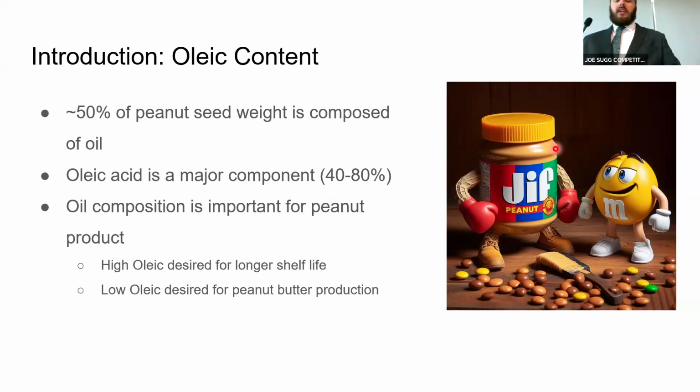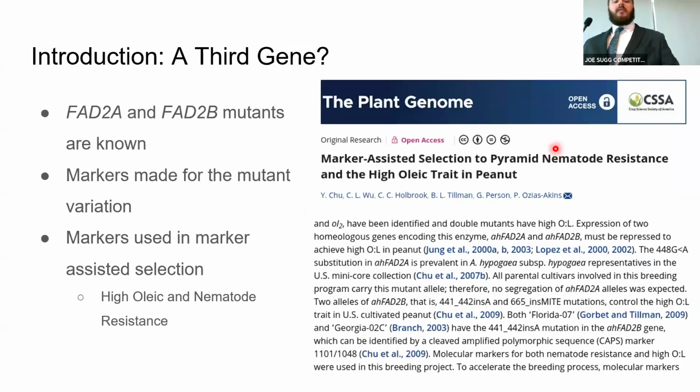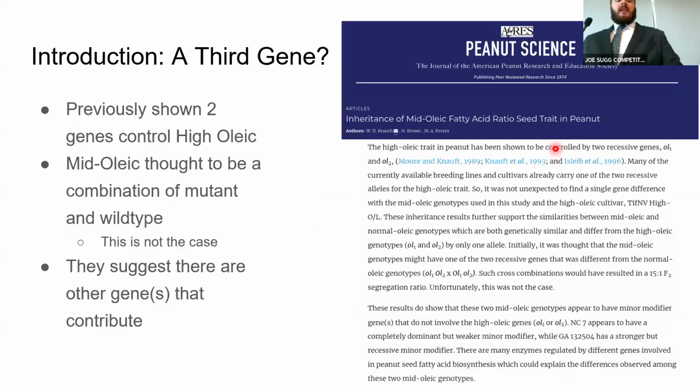a breeding application. Okay, so because of that, FAD2A and FAD2B mutants have been found. They use markers in a lot of breeding programs. And so these markers are a SNP location for FAD2A, and for FAD2B, we know that there's an insertion. And these markers have been used before to pyramid high oleic trait with the nematode resistance here in this paper right here.